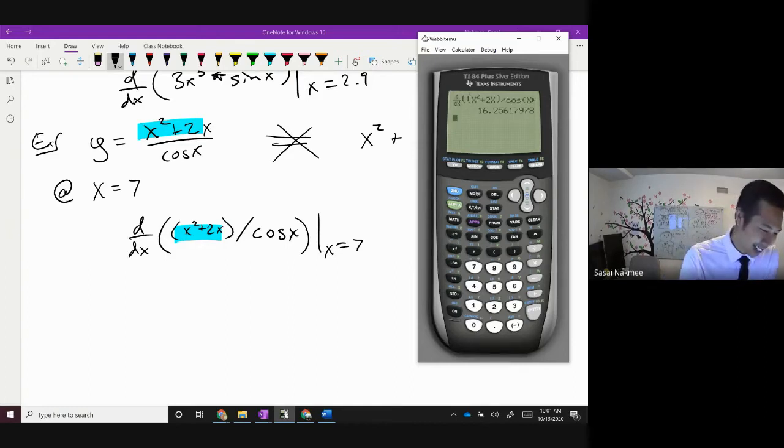Why is my answer wrong? It should be 94 point something. What did I do wrong here, guys? What's the common mistake that I need to make sure my calculator is set correctly? What should be set? What do I have wrong? Anyone want to type into the chat? What did I do wrong, guys? It's important. 16.25 is not the right answer.